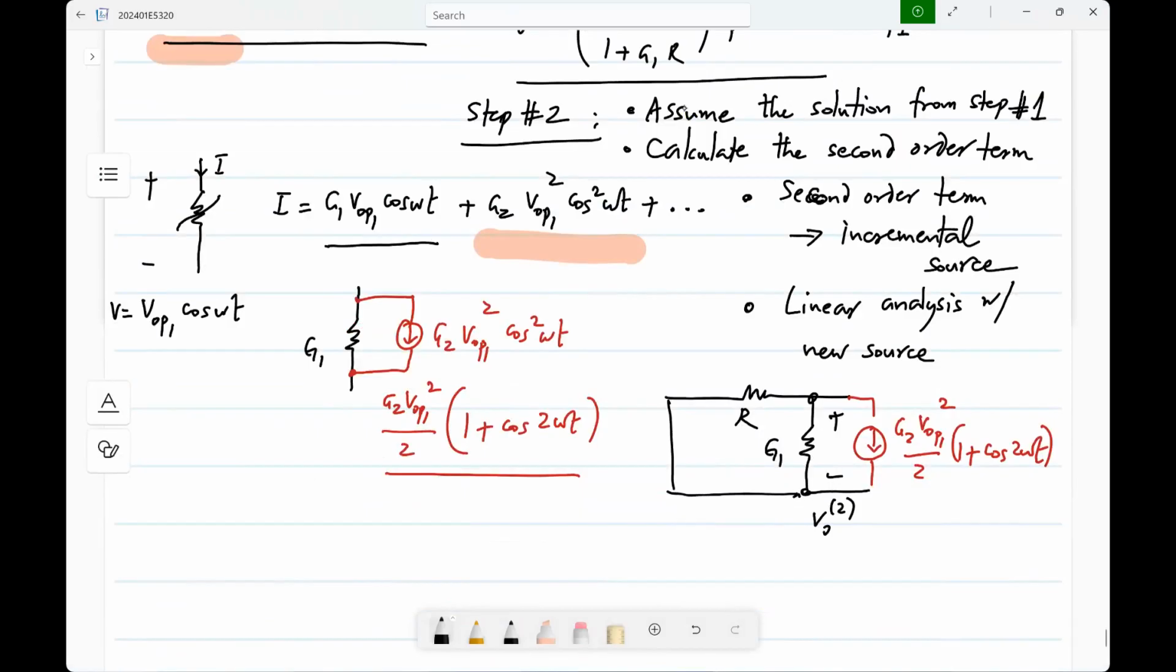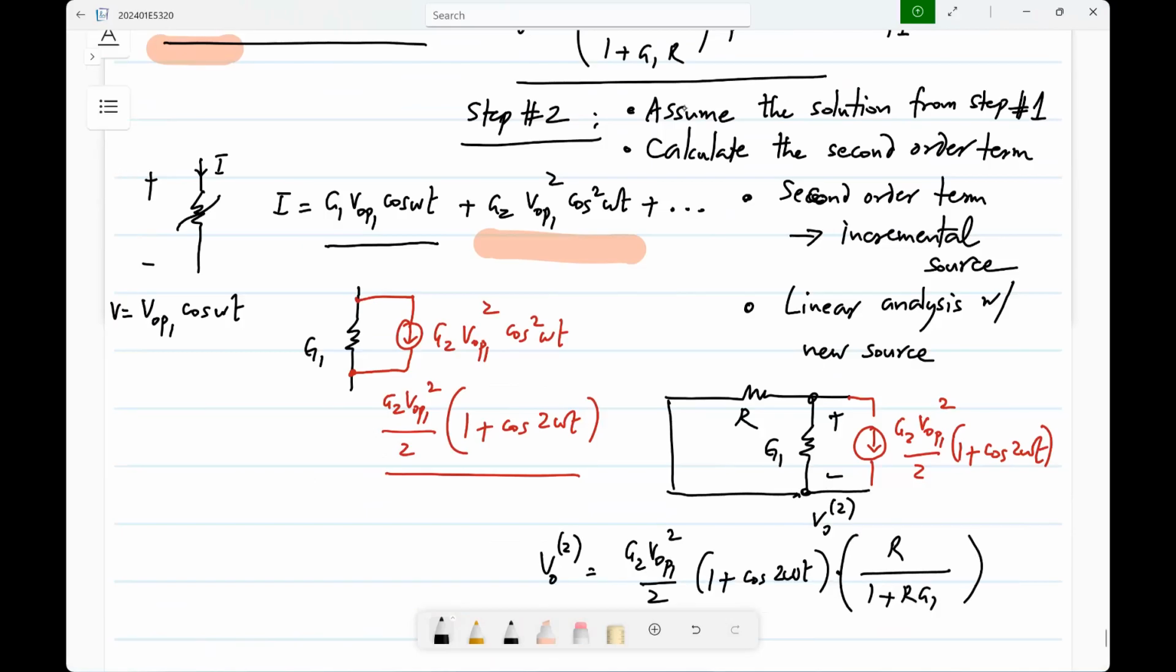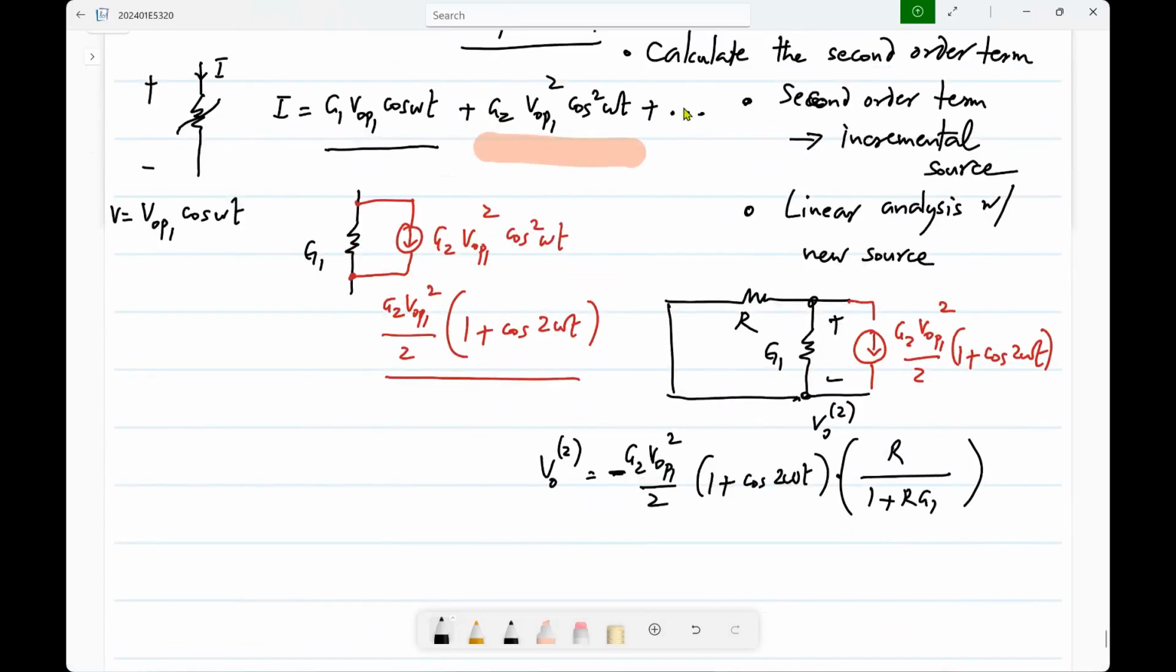So what will be VO2 in this case? Again, this is quite simple, right? You have a current source and you have two resistors. That's all. So what is it that you get? Basically VO2 is this current source times the effective resistance, which is R by 1 plus R g1. Actually minus, you have to mind the polarities of these things. So it is minus that, right? So you have this as the solution from the second step.